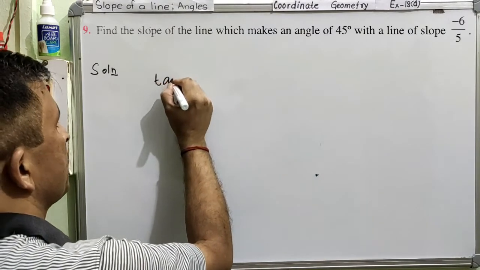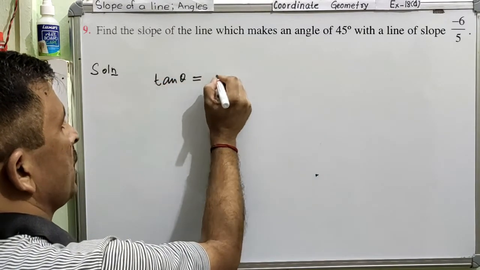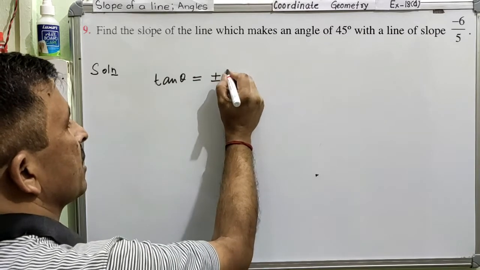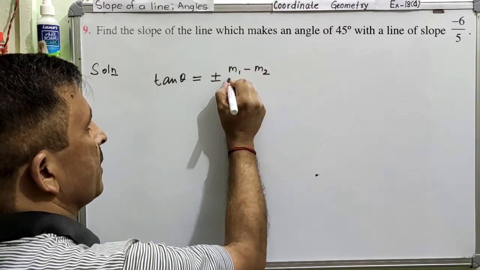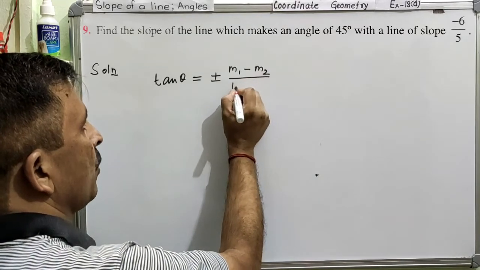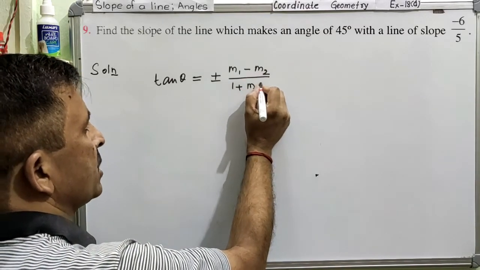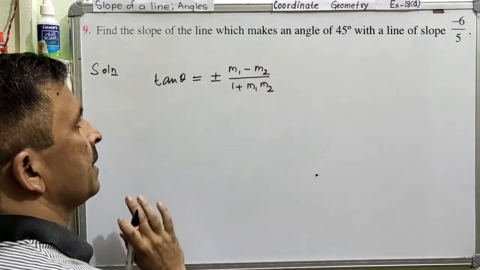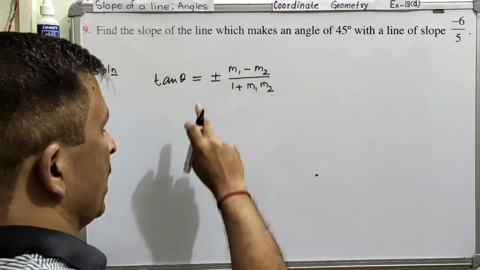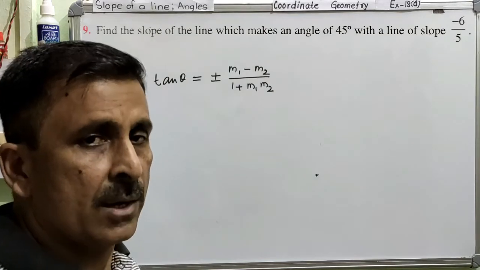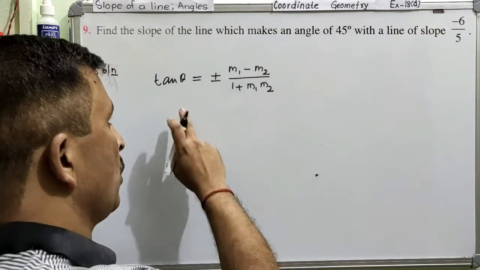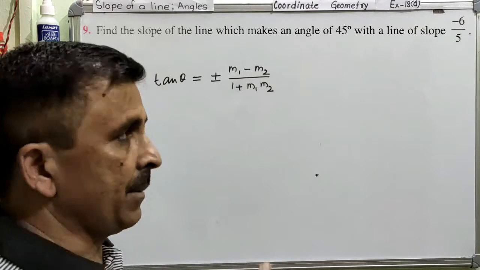That formula will be tan theta is equal to plus minus m1 minus m2 divided by, rest everything will be the same, 1 plus m1 into m2. Is this very clear? Because there are two possibilities, there can be two slopes. That is why we are moving with the double sign.